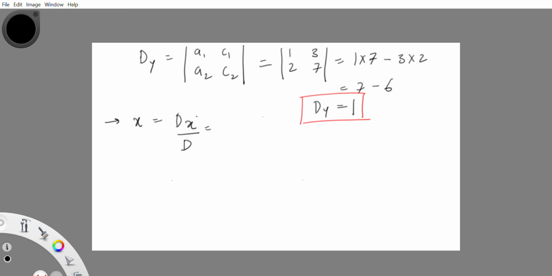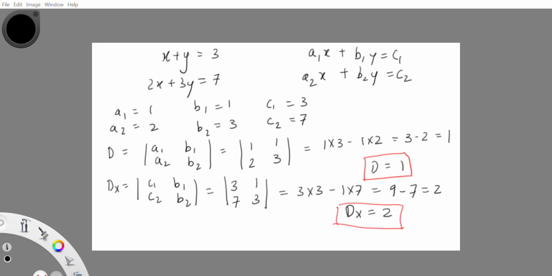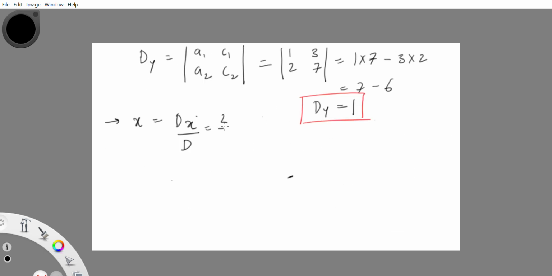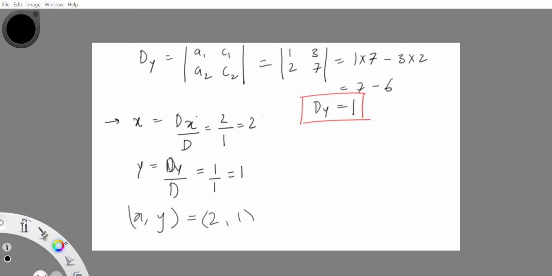which is equal to, my dx value is 2, D value is 1, so I have 2 divided by 1, which is equal to 2. And for my y value, I'll have dy divided by D, which is equal to 1 divided by 1, which is equal to 1. So my solution x comma y is equal to 1 comma, pardon me, it's 2 comma 1. So this is my final solution.